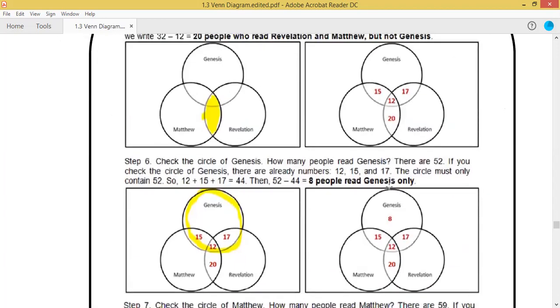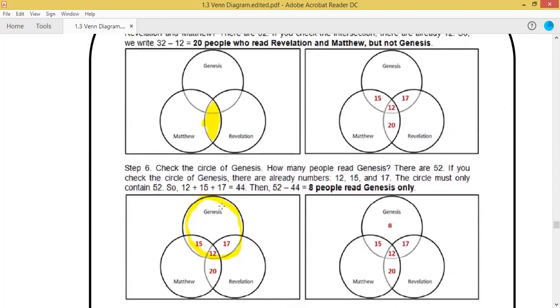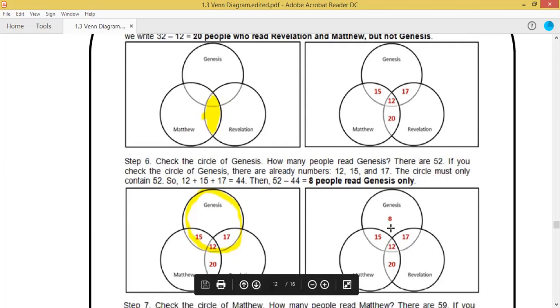Now let's start with Genesis only. The problem states that there are 52 people who read Genesis. But how many read Genesis only? So we need to add 15 plus 12 plus 17. We'll get 44. But there are 52 in all that should be in the circle for Genesis. So 52 minus 44, then you write 8. 8 people read Genesis only.